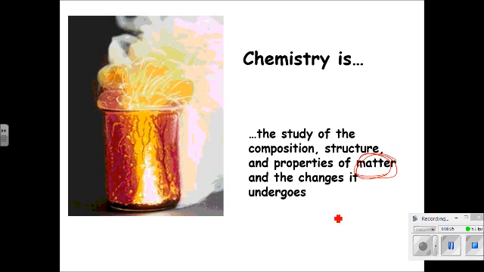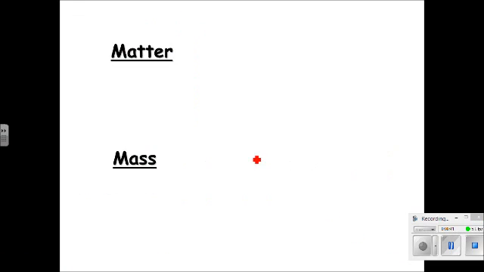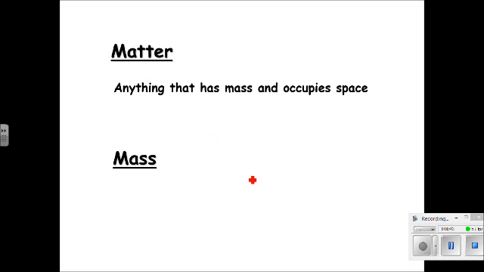Chemistry is the study of the composition, structure, and properties of matter and the changes it undergoes. Pretty much, it's just the study of matter and everything about it. So what is matter? Matter is anything that has mass and occupies space or volume. That's kind of interchangeable there.